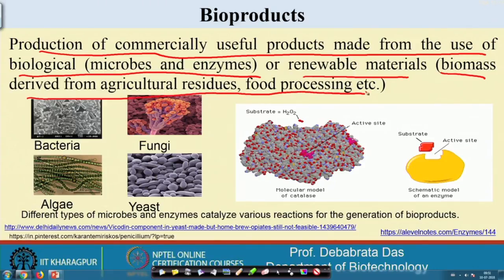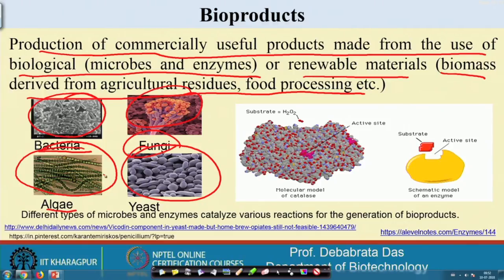So, this we consider as the bioproducts. They are produced either with the help of microbes or enzymes, or from renewable materials like biomass derived from agricultural residue and food processing. Different organisms are involved: bacteria, how it looks, you can have a look on this, and then algae, you can see how it looks under the microscope, fungi, how it looks under the microscope, and yeast, which is largely used in alcohol and baker's yeast, it looks like this.